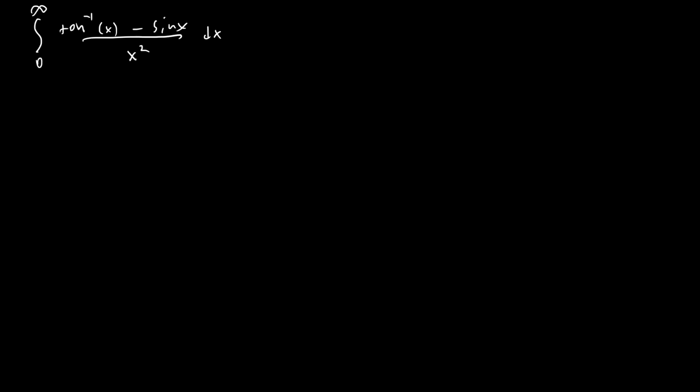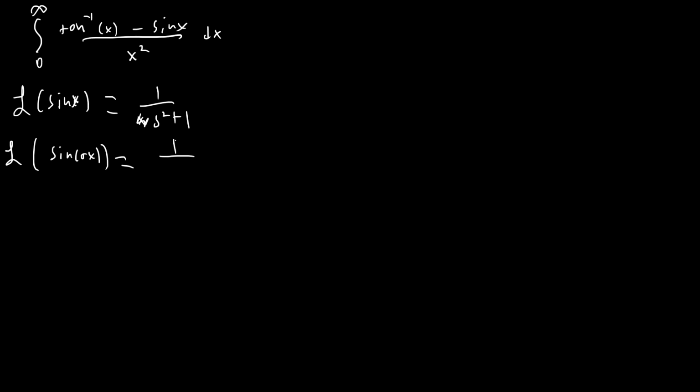So if we take the Laplace transform of sine of x, we're going to get 1 over s squared plus 1. And if we take the Laplace transform of sine of ax, we're going to get a over s squared plus a squared. Now, the cool thing about this is that this is a form of the derivative of inverse tangent of s with respect to s. It's just kind of shifted over a little bit.